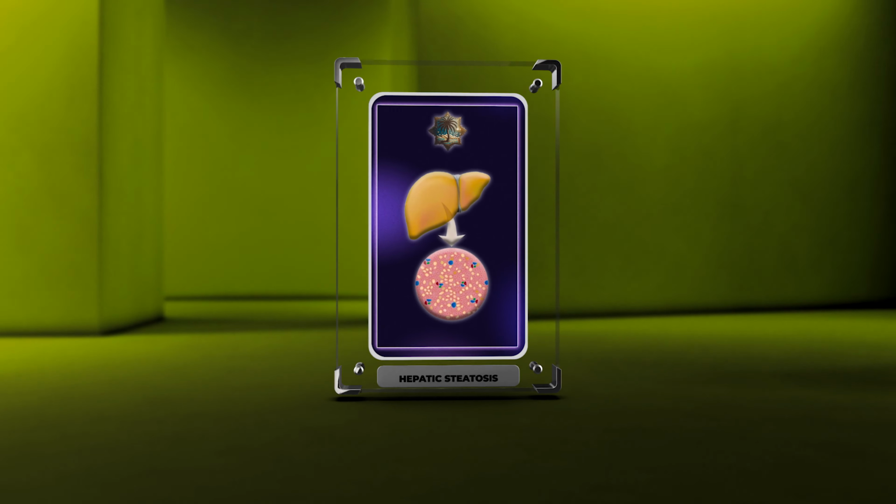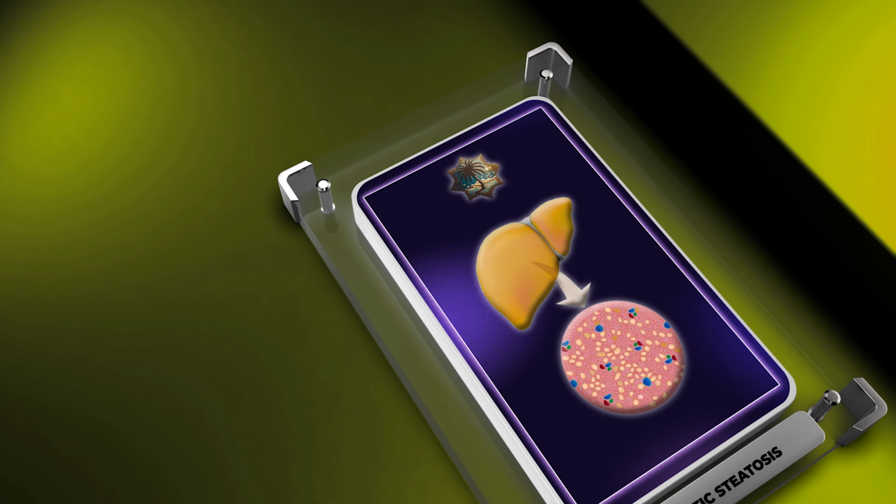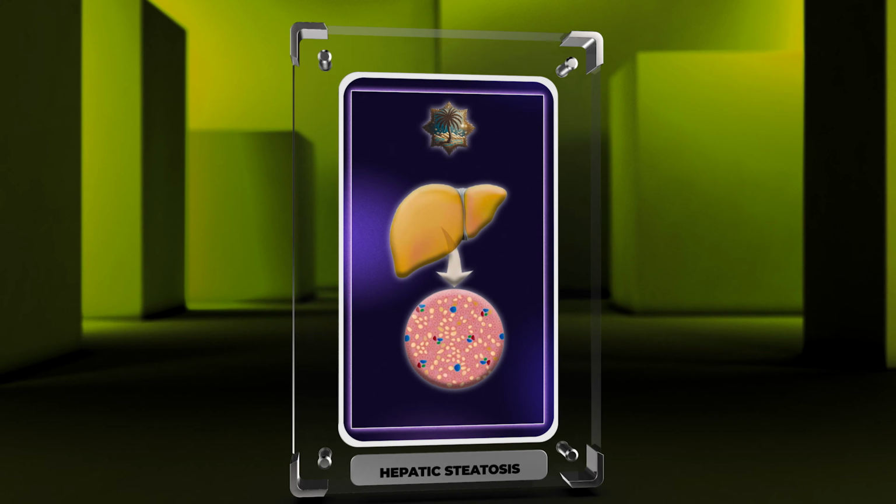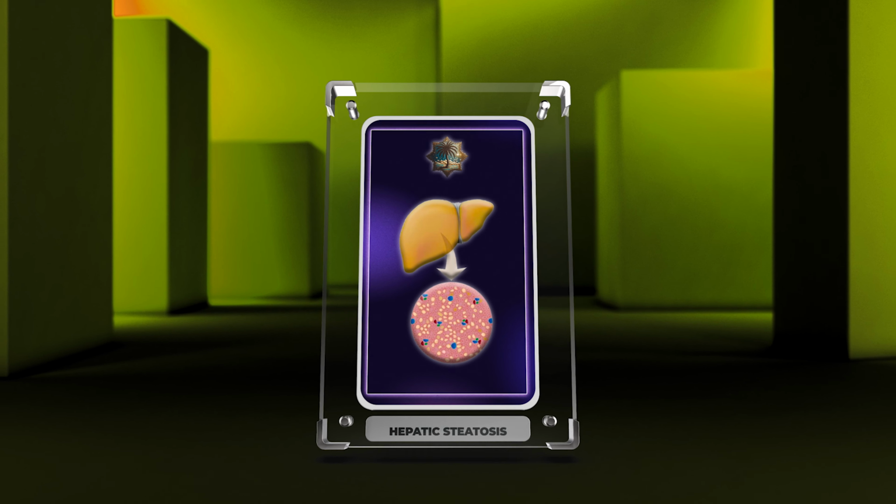Today, we will learn about hepatic steatosis, or fatty liver disease. It occurs when too much fat accumulates in liver cells, which can cause health problems. We will discuss its causes, effects, and possible treatments.